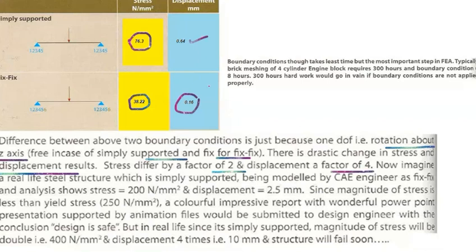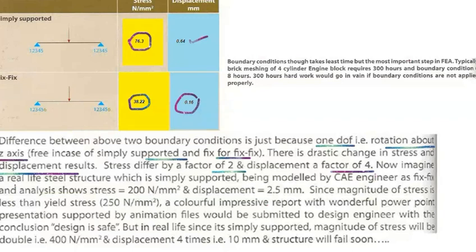And displacement differs by a factor of 4. Here it's 0.64, here it's 0.16, almost 4 times less in case of fixed, and stress is 2 times less in case of fixed. Because of this one particular degree of freedom, that is the rotation about the z axis, that's free in case of simply supported and fixed for the fixed condition.